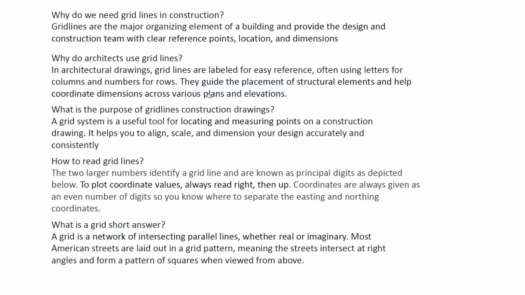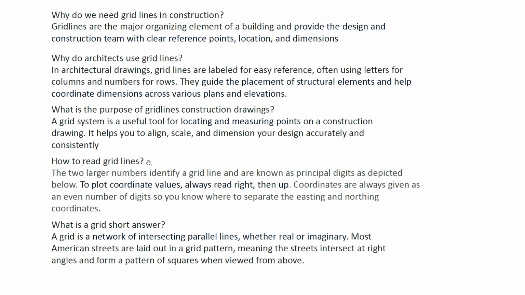How to read grid lines. The two larger numbers identify a grid line and are known as principal digits, as depicted below. To plot coordinate values, always read right then up. Coordinates are always given as an even number of digits, so you know where to separate the easting and northing coordinates.